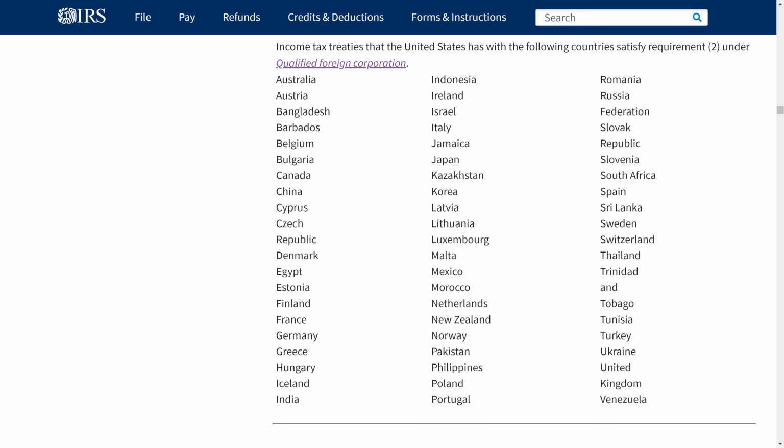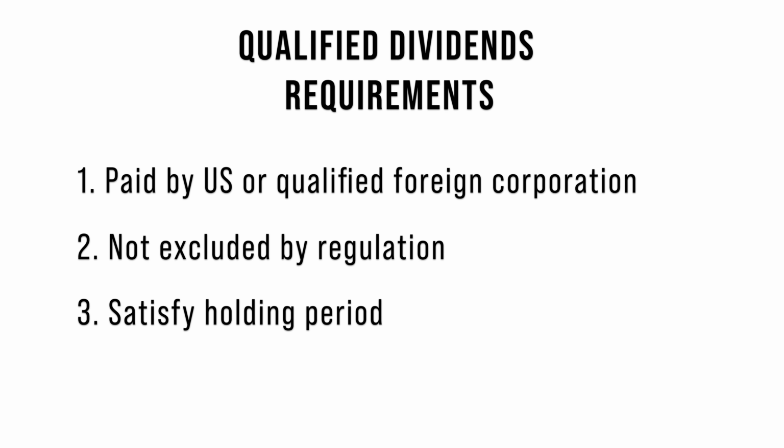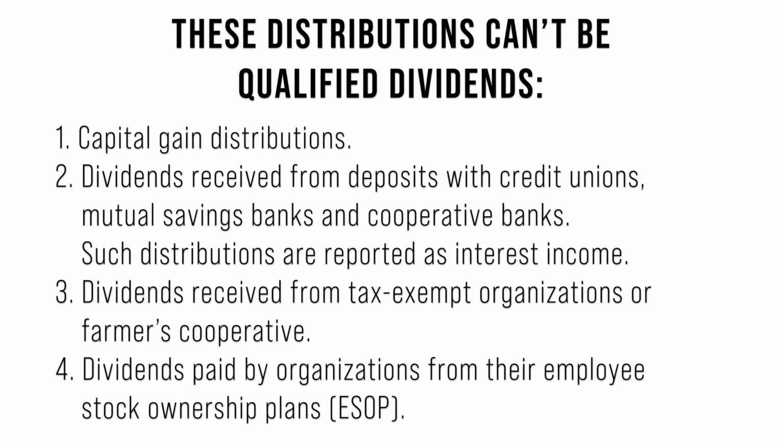The next requirement for qualified dividends is that the IRS says certain dividend distributions cannot be qualified dividend income by law. While the exclusion list is long, examples of excluded distributions are the following: capital gain distributions, dividends received from deposits with credit unions, mutual savings banks, and such, dividends received from tax-exempt organizations or farmers' cooperatives, and dividends paid by organizations from their employee stock ownership plans.